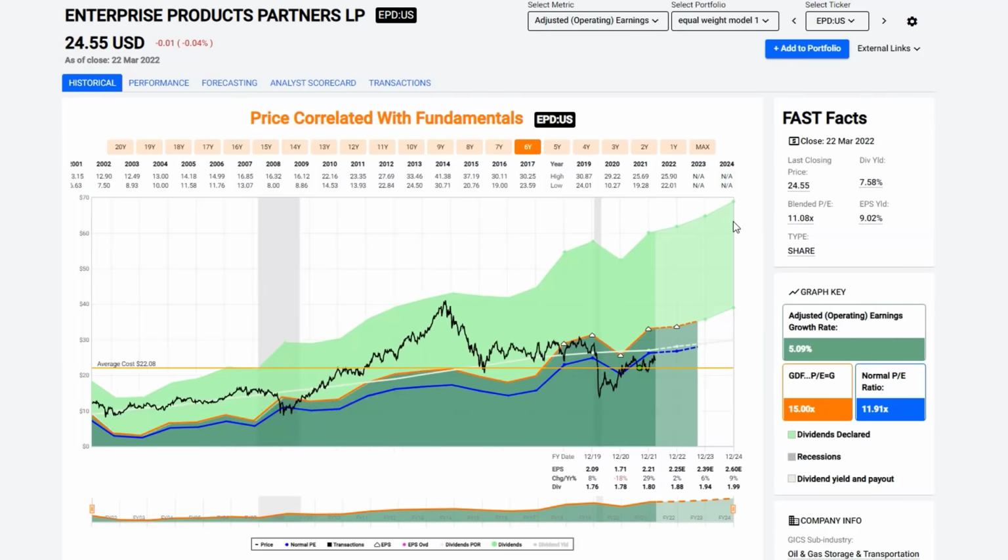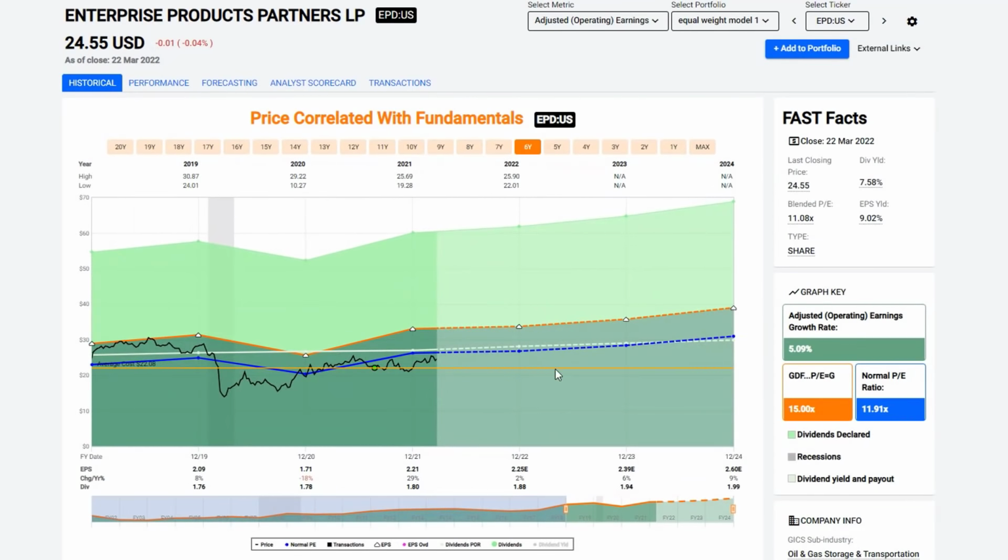So I'm going to quit talking here for a moment and just let you look at these stocks and see the perspective that I've laid out for you right now.